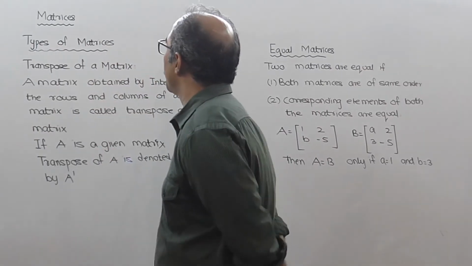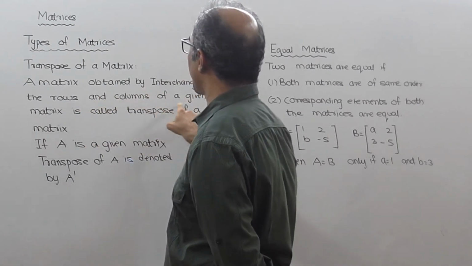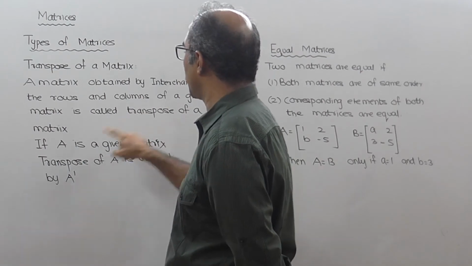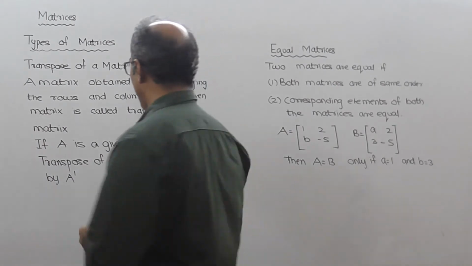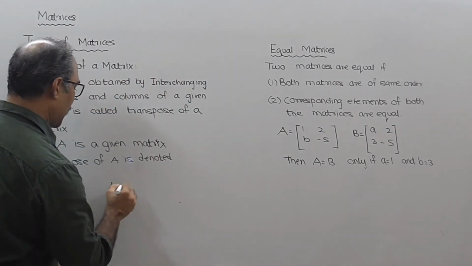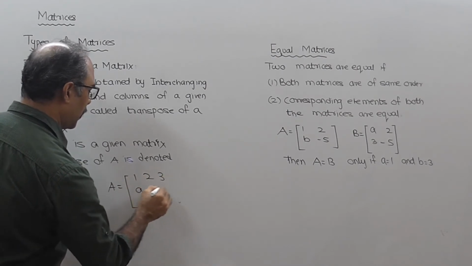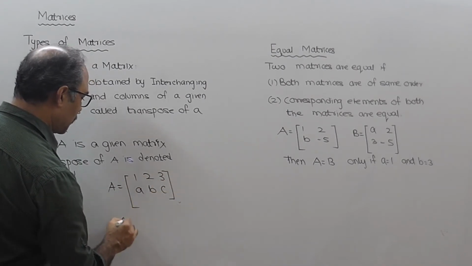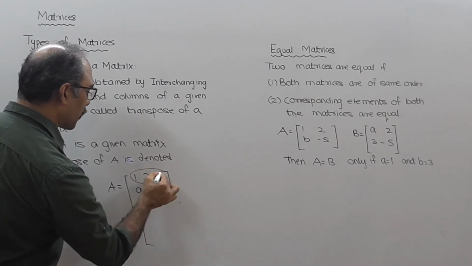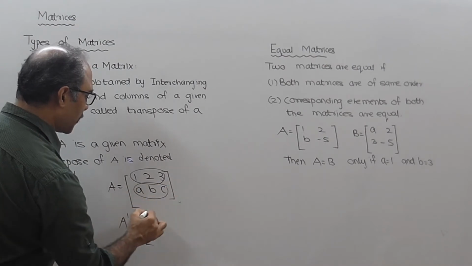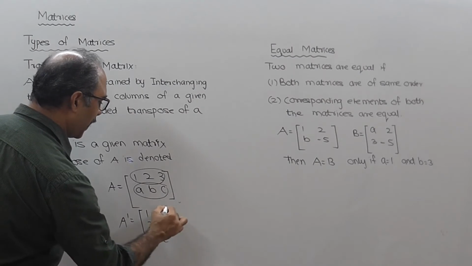Next we have to understand what is the meaning of transpose of a matrix. A matrix obtained by interchanging the rows and columns of a given matrix is called the transpose of a matrix. If A is a given matrix, the transpose of A is denoted by A dash. What does this mean? Suppose I say that A equal to 1, 2, 3, A, B, C. So the transpose of A will be whatever was expressed in terms of rows, you have to express it in terms of columns, meaning this will become 1, 2, 3 and this will become A, B, C.